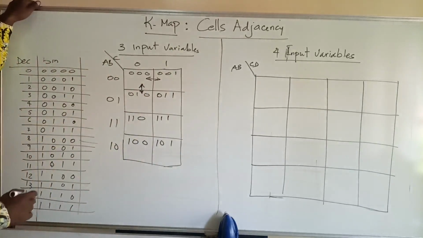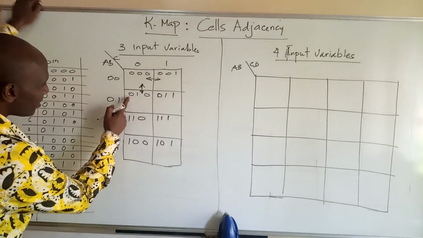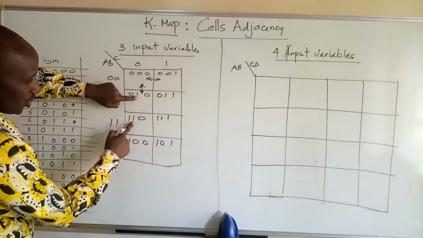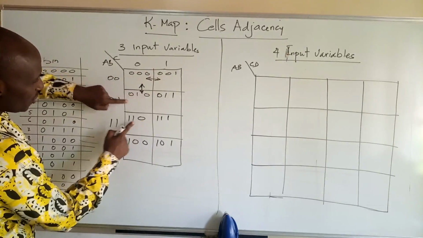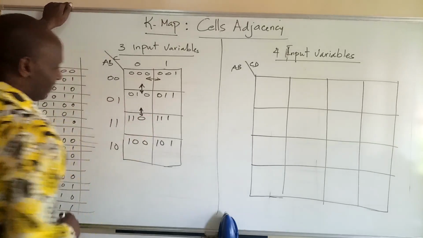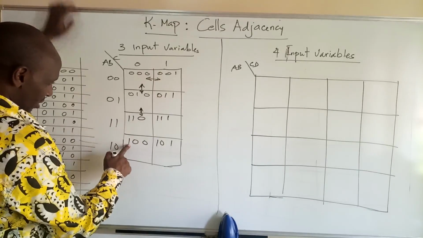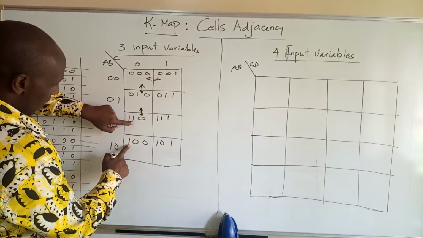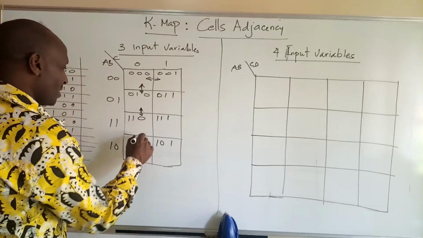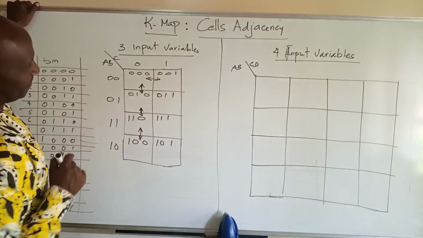Now, look down. 0, 1. A change is there already. 1, 1, no change. 0, 0, no change. So one change is there. So meaning that these two values are also adjacent. What about down there? 1, 1, no change. 1, 0, change. 0, 0, no change. So these two values are also adjacent as we have only one bit change.